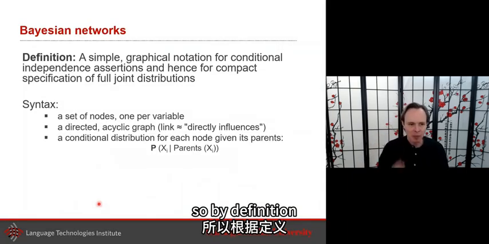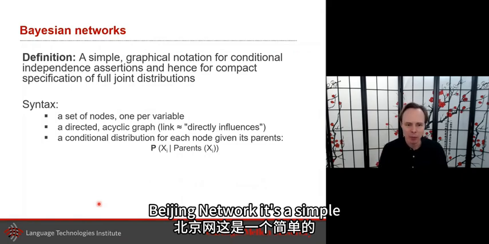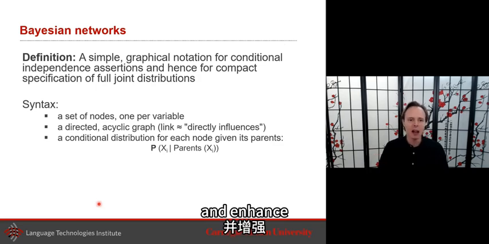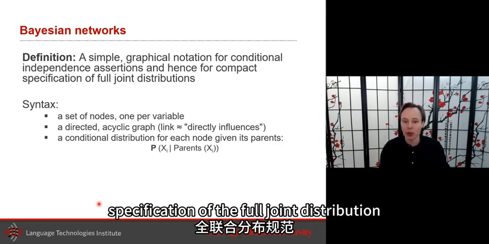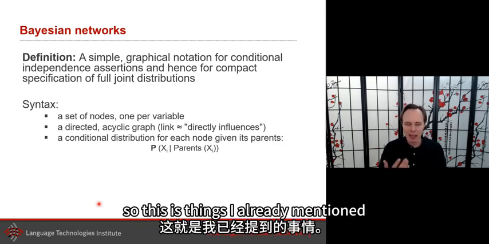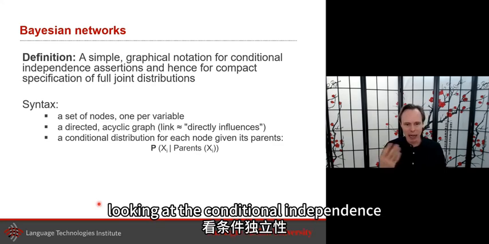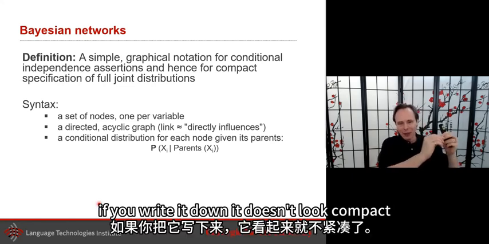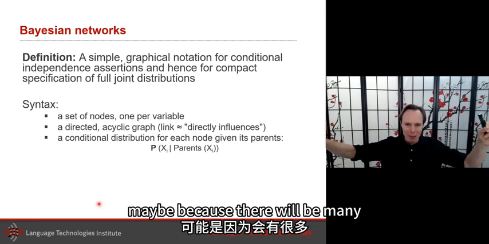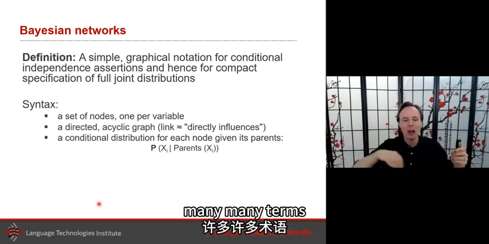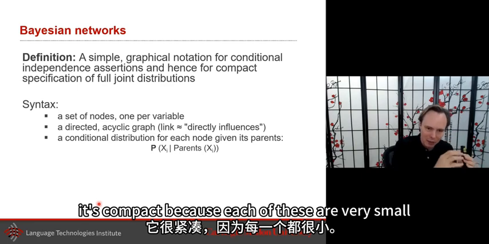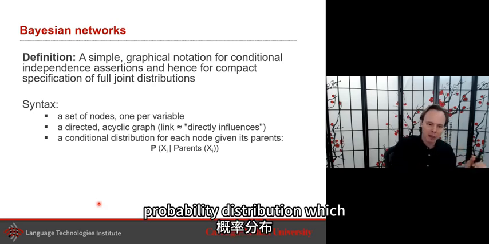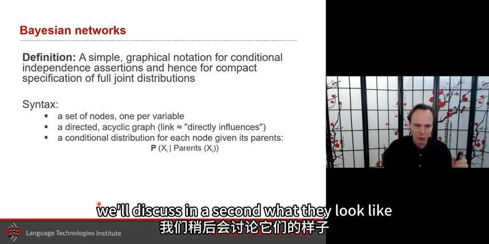By definition, a Bayesian network is a simple graphical notation for conditional independence assertions, and it gives a compact specification of the full joint distribution. These are things I already mentioned: looking at the conditional independence and trying to make it more compact. By compact, it doesn't mean that if you write it down it looks compact, because there will be many terms, but it's compact because each of these is a very small probability distribution, which we'll discuss in a second.